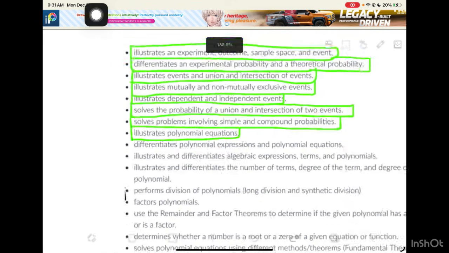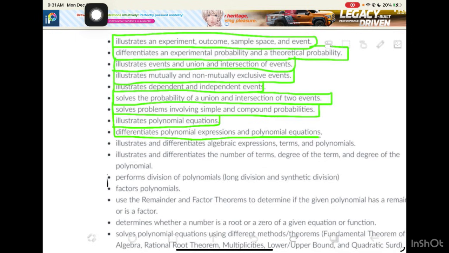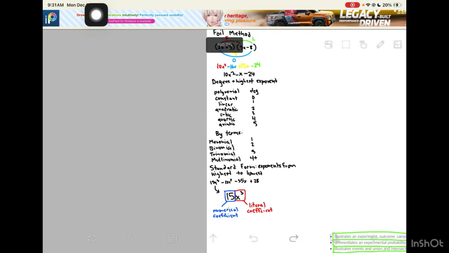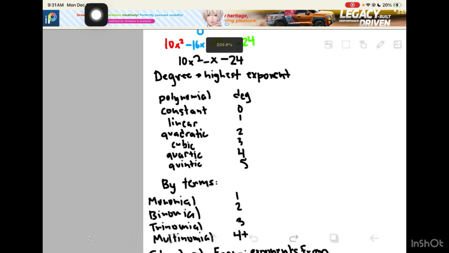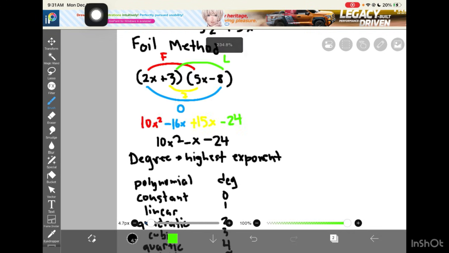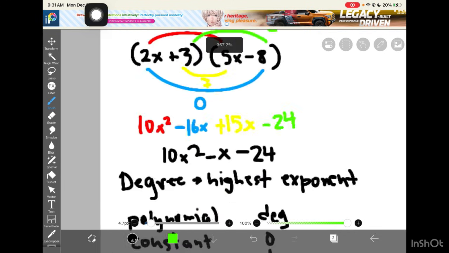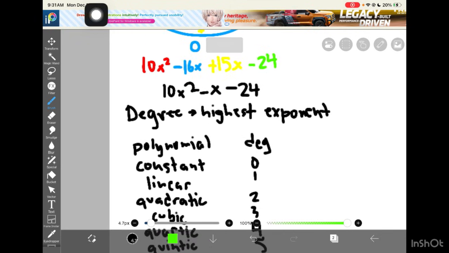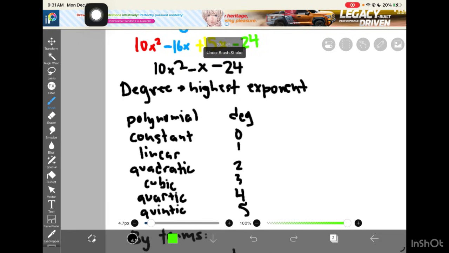So we've done this one. We've done this one. We haven't discussed terms, but here are some more key pointers. Next is the degree. It's the highest exponent. So after you expand this one, you have to find the highest exponent. In this case, it's 2. So therefore, this is called a quadratic.